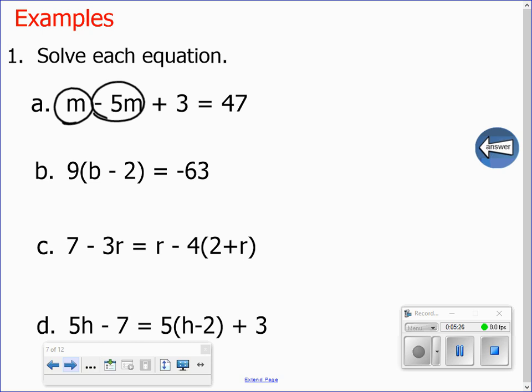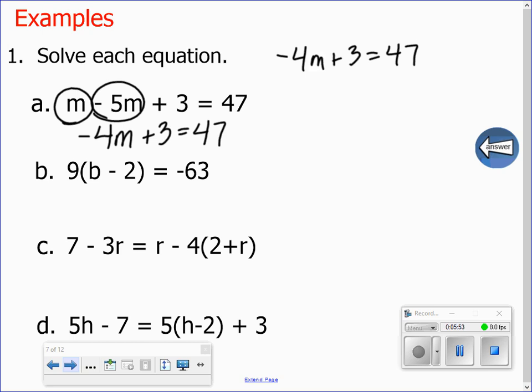We know that they're like terms because they're on the same side of the equal sign. They have the same variable, same power. So m minus 5m, remember that you're including the operation that comes in front, combined to give us negative 4m plus 3 equals 47. Okay, so now we can begin solving this equation. When we're solving the equation, our goal is to get all of our constants on one side and all of our variables on the other.